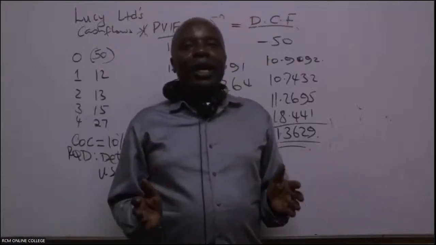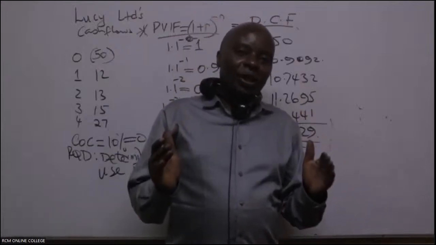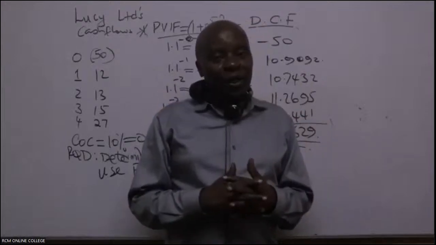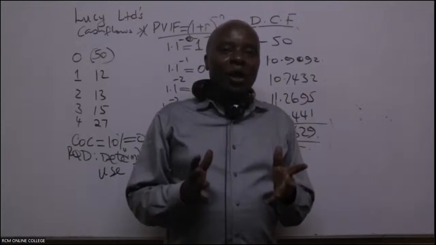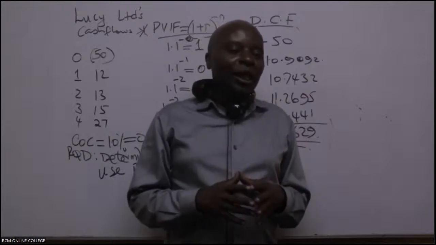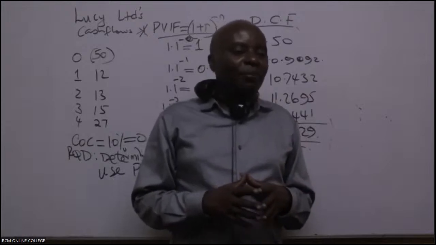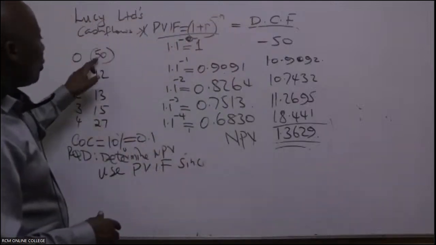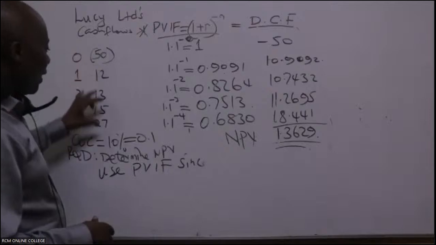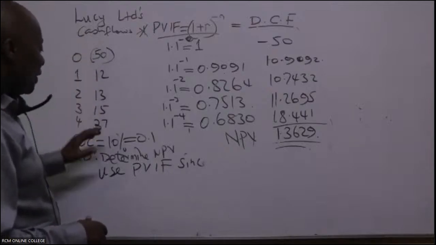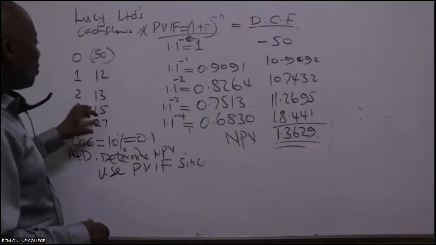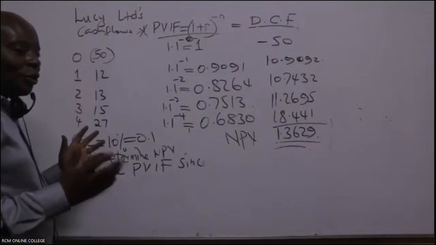So today I have a student who is seated very, very far away, in the middle of Lodwar. This guy is joining us live to simply show us how we do this. He'll copy this down. He'll also copy down the cost of capital. How do we get net present value using Excel automatically?